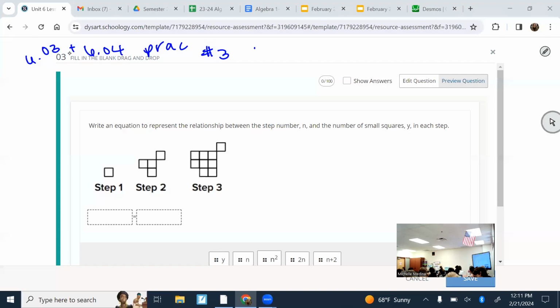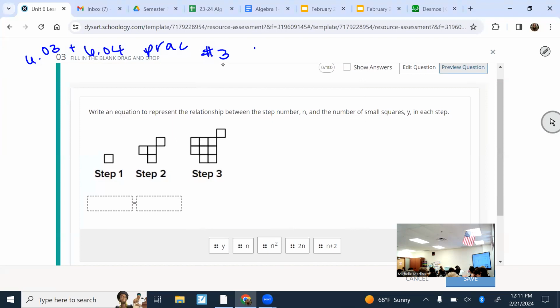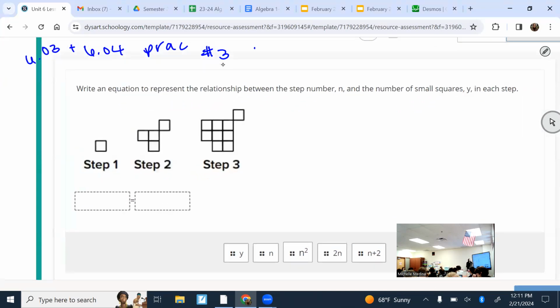The 604 practice, number 3. You needed to write an equation to represent the relationship between the step number n and the number of small squares y in each step. So in the previous questions to this, you answered questions about what it would be in step 6 and step 15.